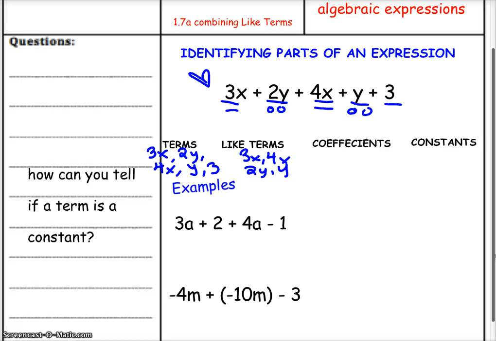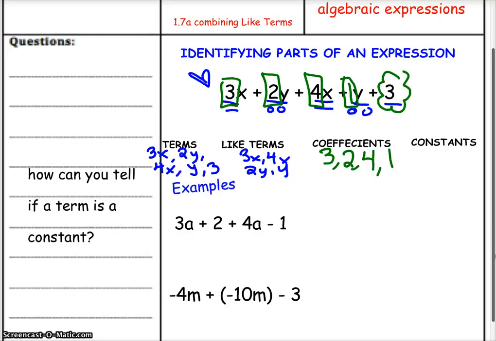Coefficients, don't mess this up. It's just the number in front of the variable. It's not the whole term. So my coefficients, I have a 3, I have a 2, a 4. What's in front of the y? Well, it's not 0, right? It's a 1, little 1. And I have a 1. This 3 is not a coefficient. Coefficient has to be in front of a variable. And constant, which one's the constant? 3. The constant is no variable connected.